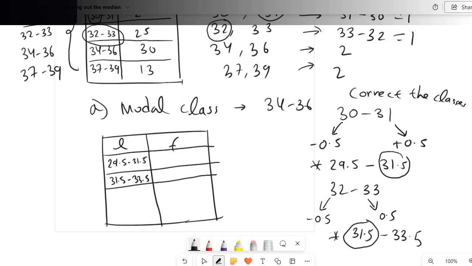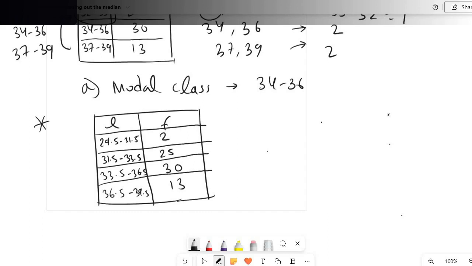For the next one, this will be 33.5 because 34 minus 0.5 is 33.5, and 36 plus 0.5 is going to be 36.5, and the final one will be 36.5 to 39.5, and these are our corrected or connected classes. Now we just write down the frequencies as before: 2, 25, 30 and 13. So now we are done with connecting or correcting the classes.